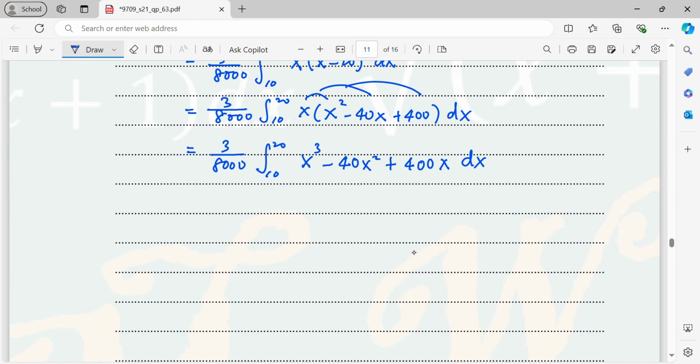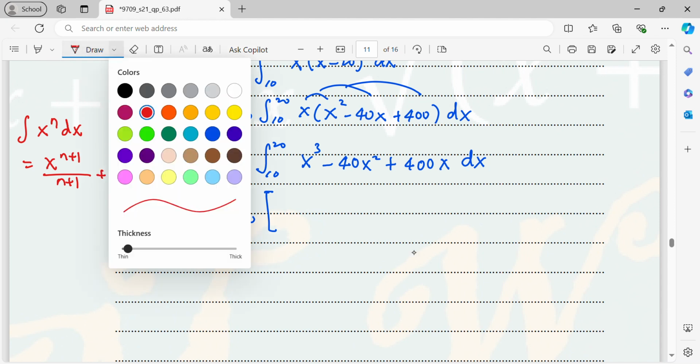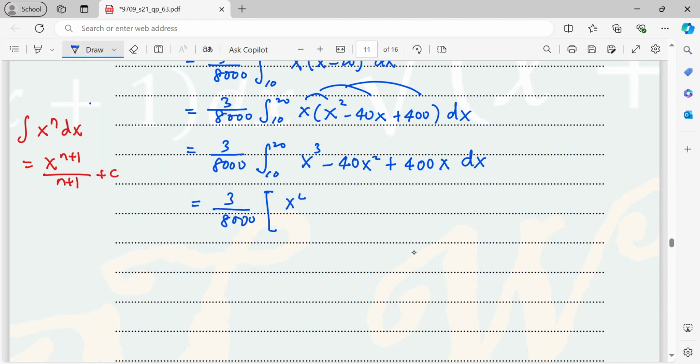Okay. And then now here, when we integrate, we always plus 1 degree to the x. That is this formula: integrate x degree n dx, you will be getting x degree n plus 1 over n plus 1, followed by plus c. So x degree 3 becomes x degree 4 over 4. Then minus 40, x squared becomes x cubed over 3. Then the 400x becomes 400x squared over 2.